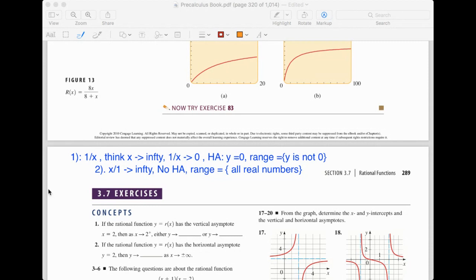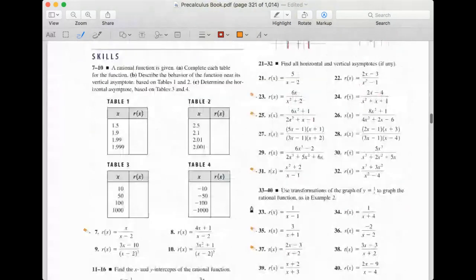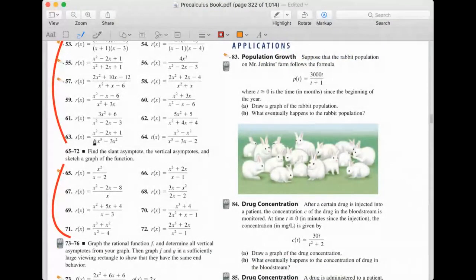So for 63, we see the denominator is a higher degree. The denominator has x cubed, right? If we take the leading term, we have x squared divided by x cubed. Then when we simplify, we get a 1 over x, right? That would be the first situation. The horizontal asymptote is y equals 0. The range is any real number but 0. So this is for 63. All right, any other questions?